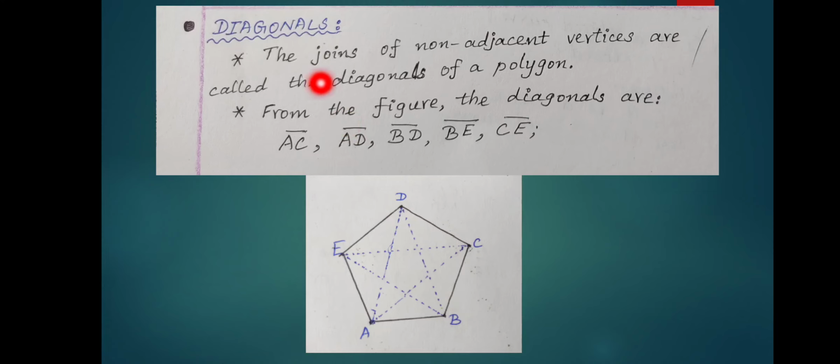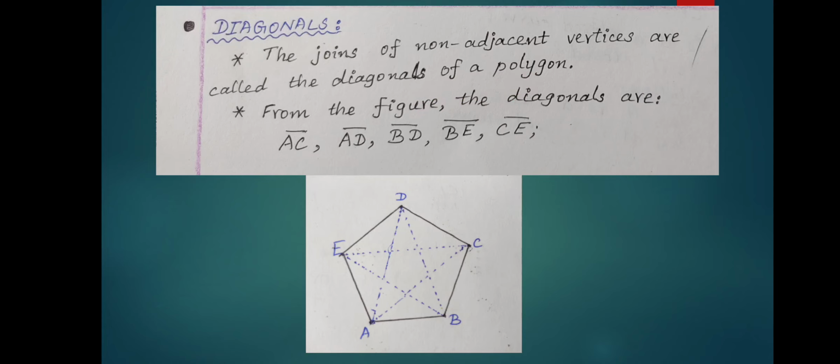Diagonals. The joints of non-adjacent vertices are called the diagonals of a polygon. You know very well, plural form of vertex is vertices. Non-adjacent: if two vertices are next to one another, they are called adjacent. If two vertices are not next to one another, they are called non-adjacent vertices. The joining line segments of those kind of vertices are called diagonals of the polygon.